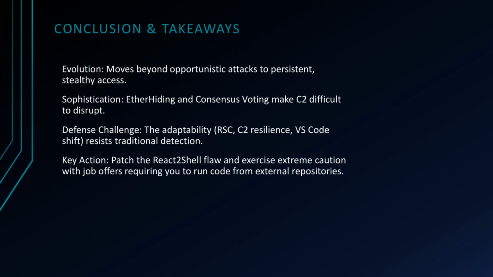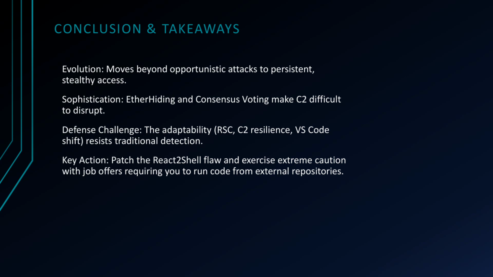Slide 9. In summary, EtherRAT is designed for persistent, stealthy, state-level espionage, moving beyond opportunistic attacks. The sophistication of EtherHiding and consensus voting makes C2 disruption significantly more difficult. The malware's adaptability resists traditional detection and takedown methods. My recommendations for mitigation are highly focused.